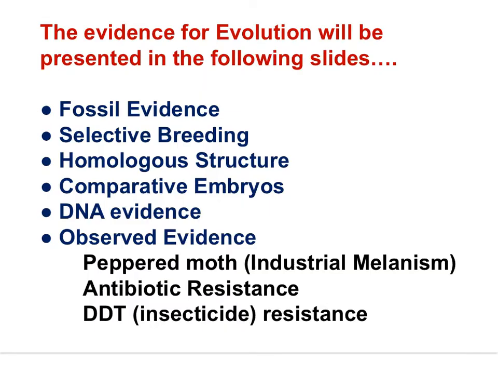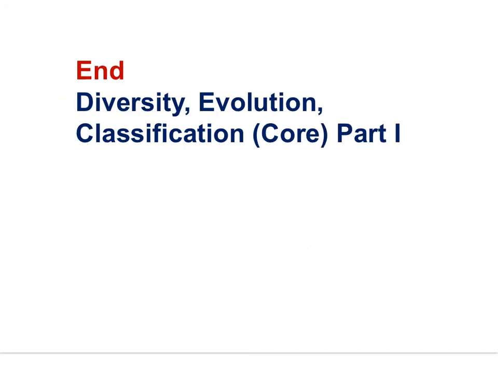In this movie, I've provided various lines of evidence that support evolution. The lines of evidence are stated here. And that brings us to the end of IB Bio, Diversity, Evolution, and Classification, Core, SL/HL, Part 1. We will look at the mechanism of natural selection in Part 2.